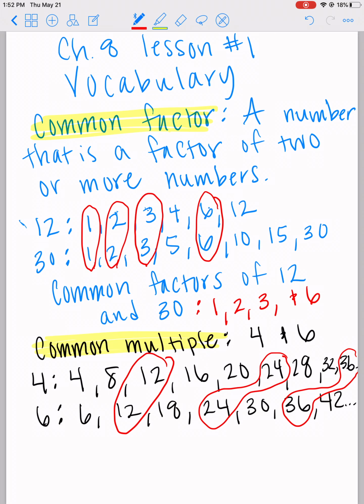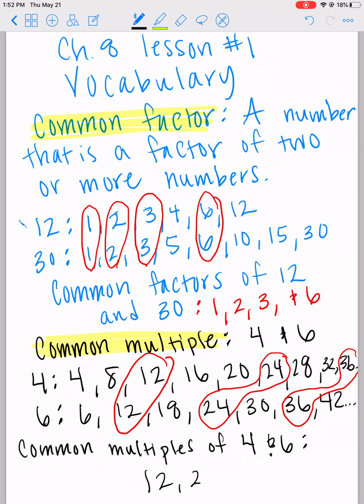So common multiples of 4 and 6 are 12, 24, and 36.